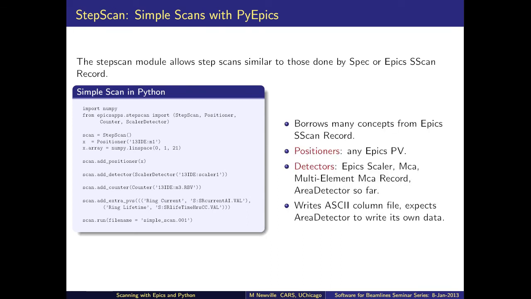The way I've done this, it borrows many concepts from the scan record: positioners, detectors, triggers, and so on. And these sorts of detectors are supported right now. And it's writing out ASCII column files, although it expects an area detector to write out its own data. And it just writes out the index from that file.